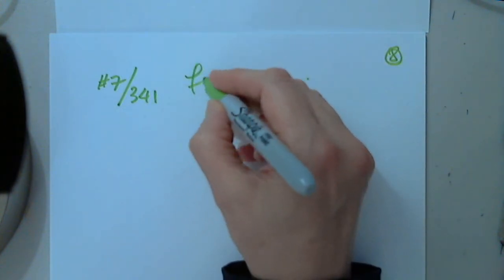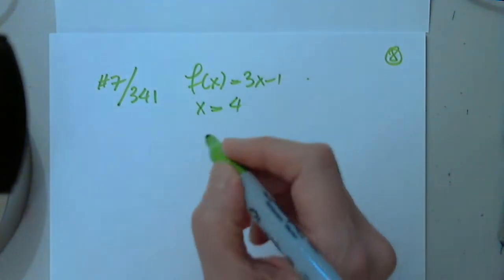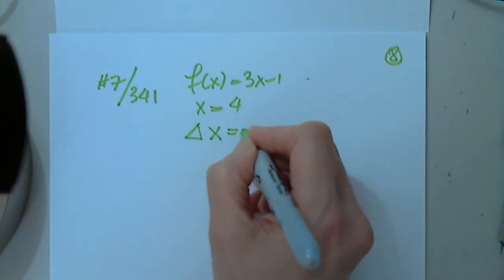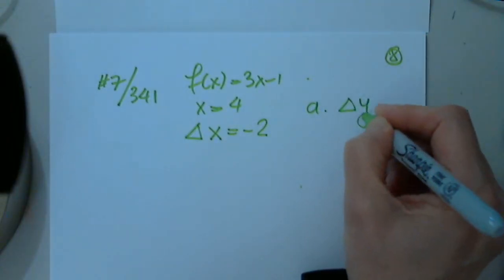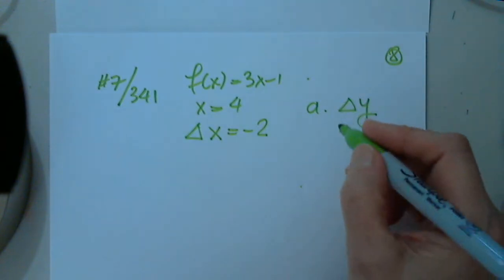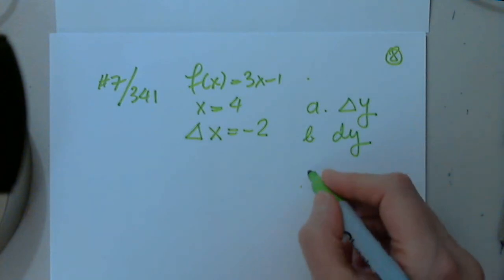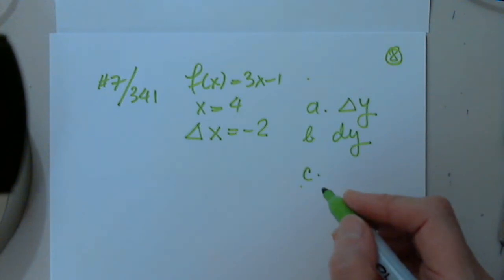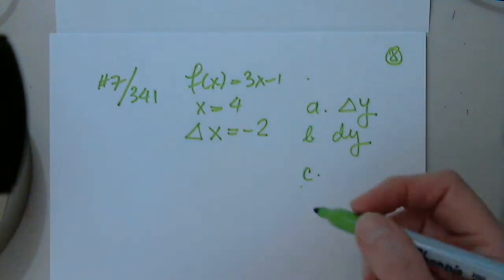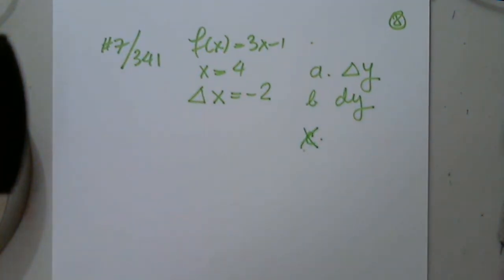Okay, we're given a function f of x equals 3x minus 1. They're telling us that x equals 4. They're telling us that delta x is negative 2. And they want part A. They want delta y. In part B, they want dy. In part C, dy for the given x. No, C is the same as B. There is no need.